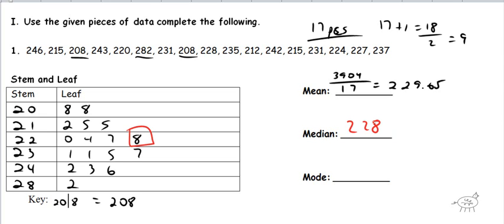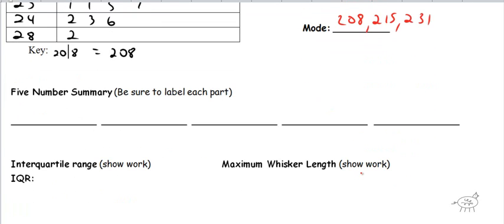228. Okay. The mode, which one occurs the most often? Well, I have a 208. I have a 215. And I have a 231. So they're all my modes because they're repeated twice. If there's something repeated 3 times, then that would be the mode. Okay. We have 208, 215, and 231. Okay, pretty easy.